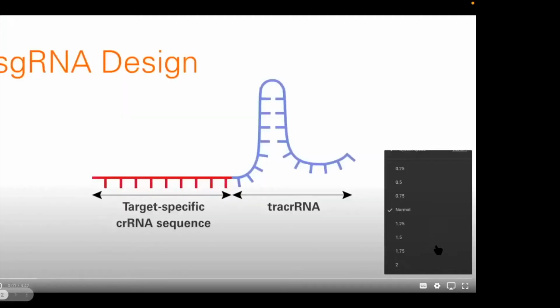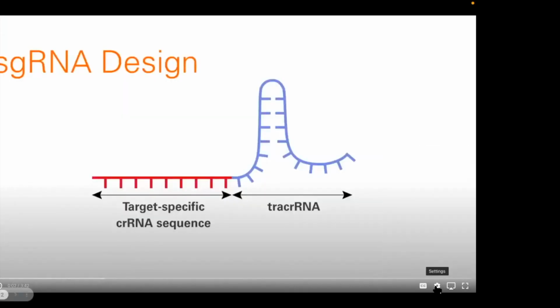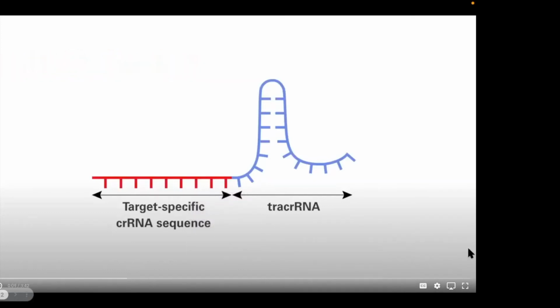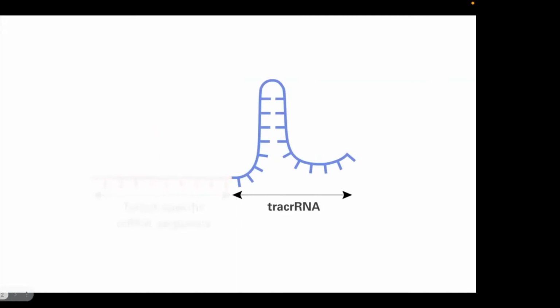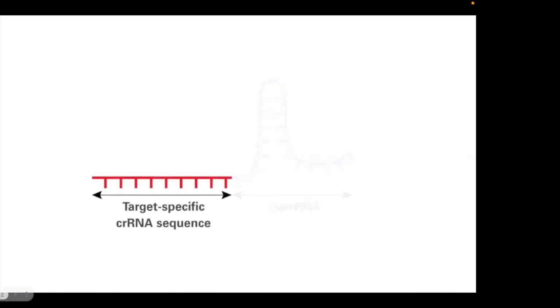The first step of a CRISPR-Cas9 experiment is to design a custom guide RNA that targets your gene of interest. This single guide RNA, or sgRNA, is an RNA molecule consisting of two parts, a constant region and a variable region. The constant region is the tracer RNA, also referred to as a scaffold sequence. This is a sequence that binds to the Cas9 protein. The variable part of the guide RNA is a cRNA, a 20 nucleotide sequence specific to your gene of interest.